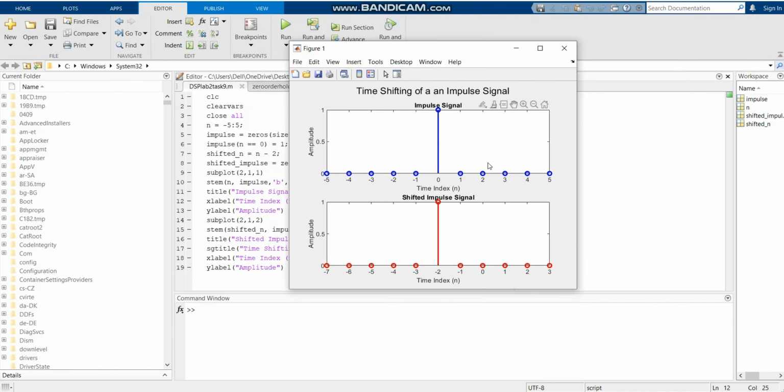The first subplot displays a blue stem plot representing the original impulse signal with a unit amplitude at the origin. The second subplot illustrates the time-shifted version, where the impulse signal is shifted 2 units to the left, shown in red. Here we can see that the signal is 1 at index 0, whereas in the shifted impulse signal, the unit impulse is shifted to index -2.